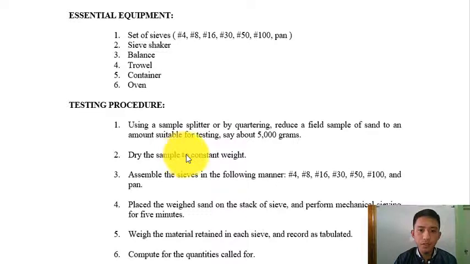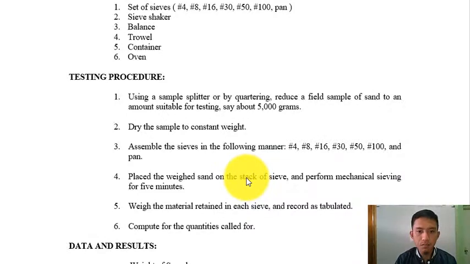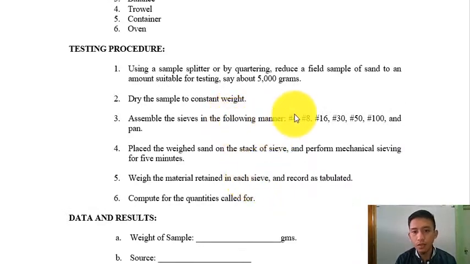So dry sample to constant weight. So again, we do not need to do that. It's already dry, since that is the situation of our fine aggregates in our laboratory already. So assemble the sieves in the following manner. So again, from the largest opening up to the smallest, and of course your pan. So place the weighed sand on the stack of sieves and perform mechanical sieving for 5 minutes.